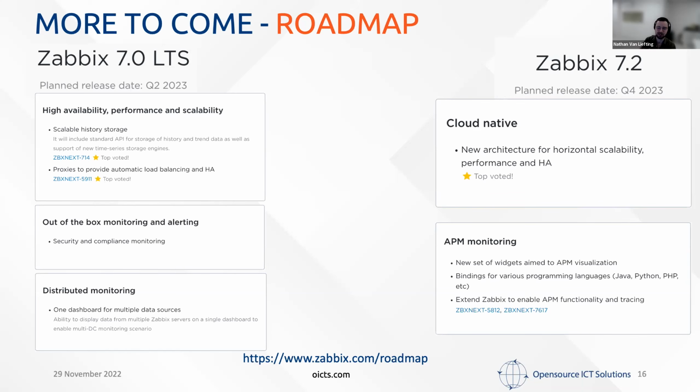This is basically in every Zabbix release. You might find new templates, new implementations with media types. We'll get distributed monitoring to get a single dashboard from several Zabbix server installations. In 7.2, we can expect some more cloud-native features, a new architecture for horizontal scalability, performance, and high availability for clouds, as well as application performance monitoring.